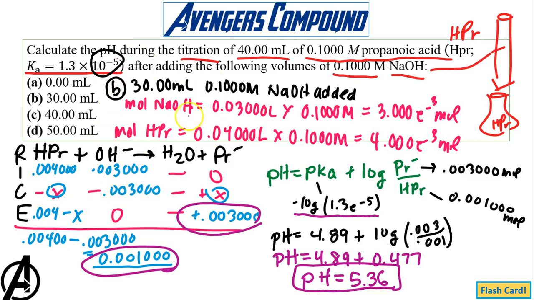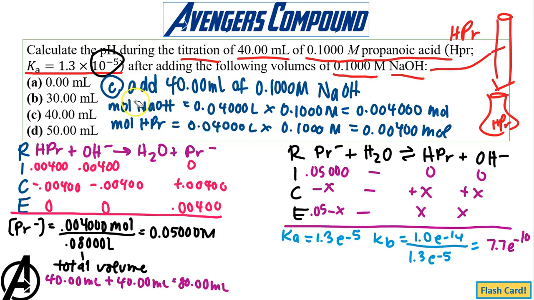Again, we have to start with initial amount, got a RICE table, got new initial amounts, and then use the Henderson-Hasselbalch equation to get pH. Let's go on to letter C. For letter C, we're adding an equal amount of NaOH base, of course, at the same concentration, to 40 mL of our HPR weak acid analyte solution. Okay, folks? And so therefore, we are at the equivalence point. All we need now is to do calculations at the equivalence point.